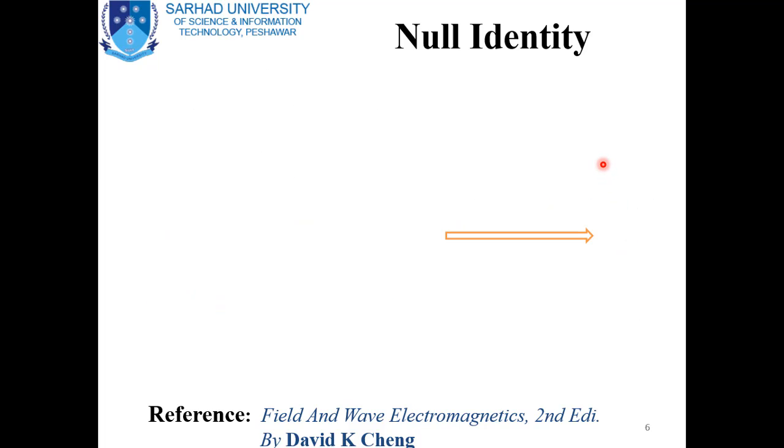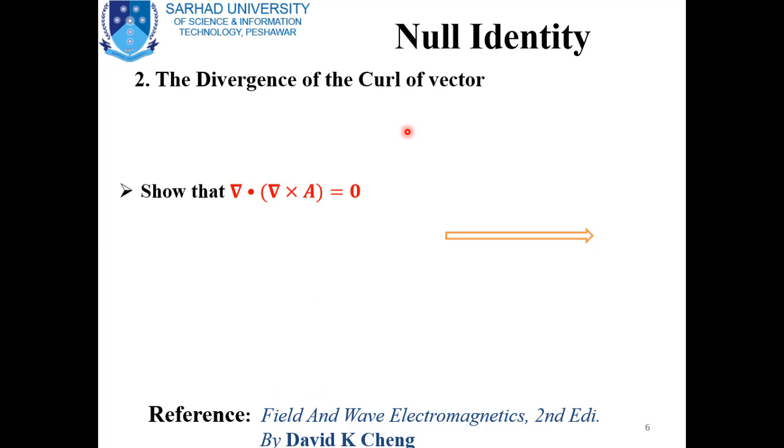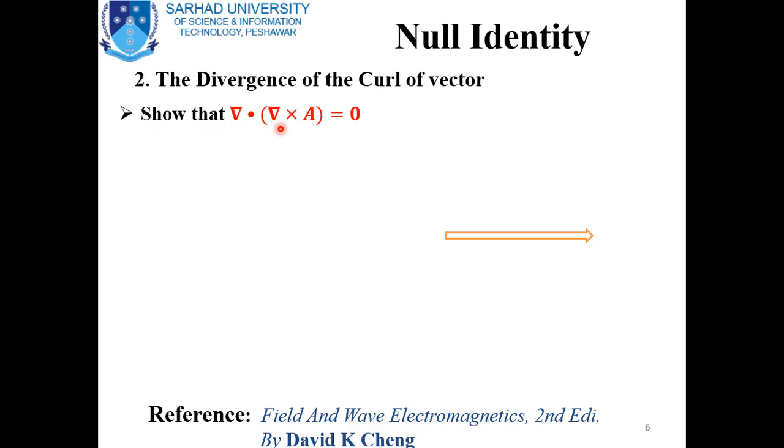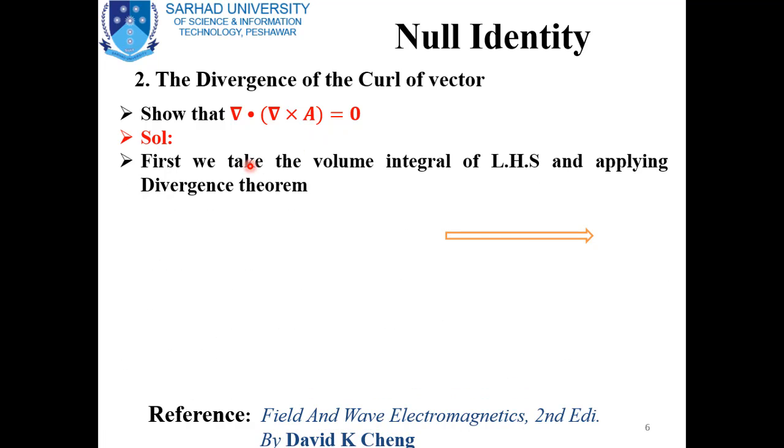In this slide we will discuss the second null identity, which is related to the divergence of a curl of a vector. The divergence of a curl of a vector field is always equal to 0. So we have to show that del dot del cross A, where A is a vector, is always equal to 0. To prove this identity, we take the volume integral on the left hand side, and then using the divergence theorem, we convert it into a surface integral.